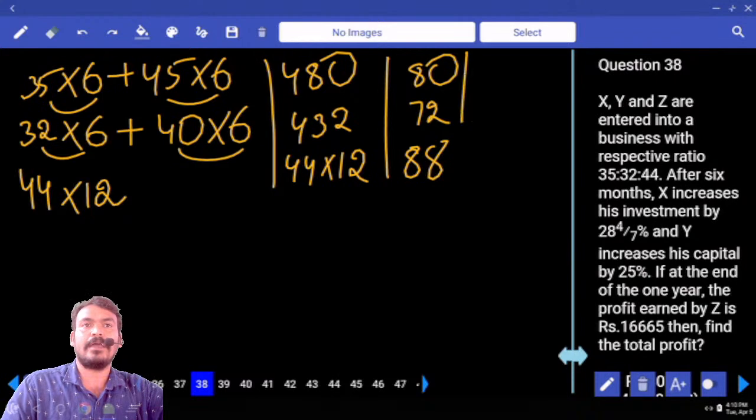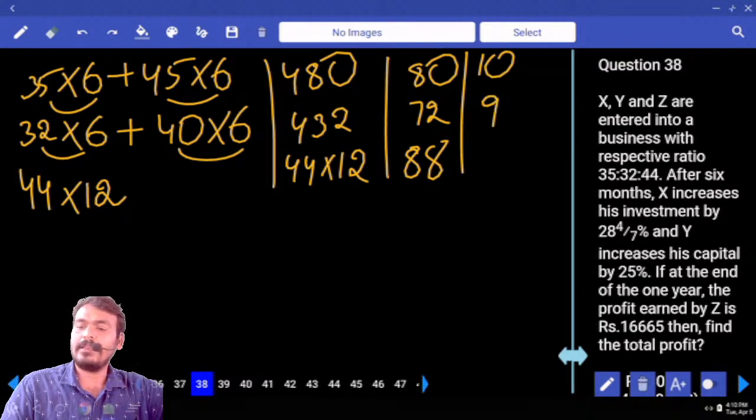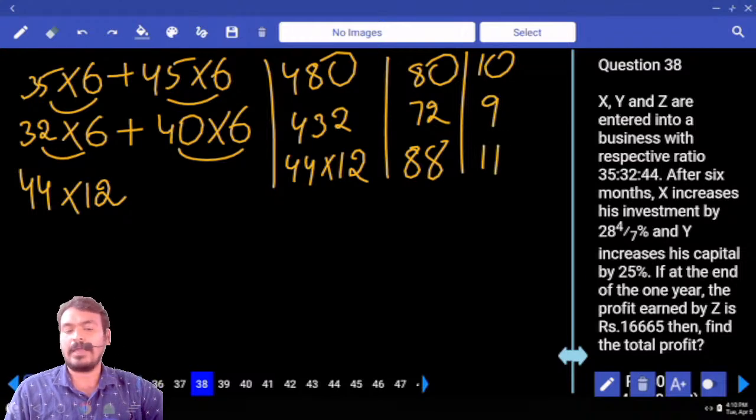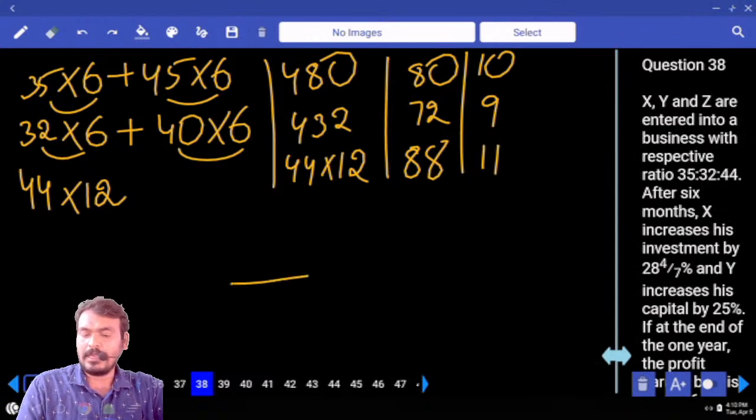Again, all are divisible by 8, or not? 8 how many times? 10, 9, 11, or not? 10 is to 9 is to 11. Total how many parts? 30 parts.